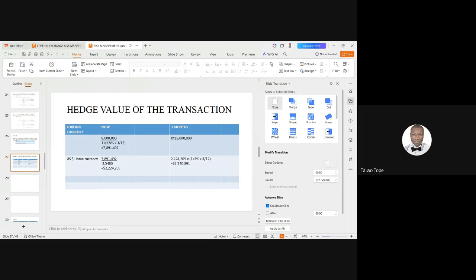That's 2,224,209 multiplied by this rate here, and you should have 2,240,891. I don't know if this is clear.